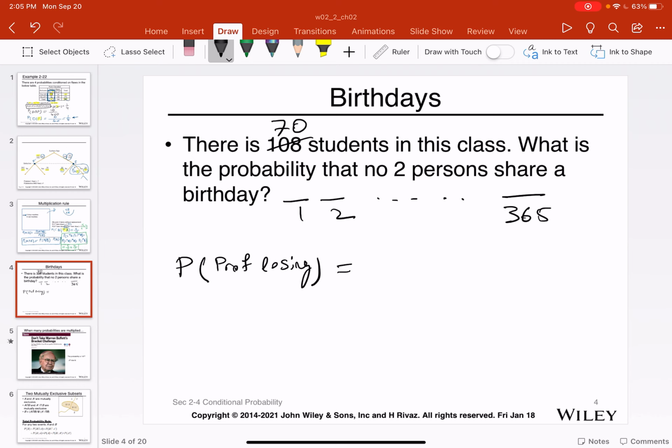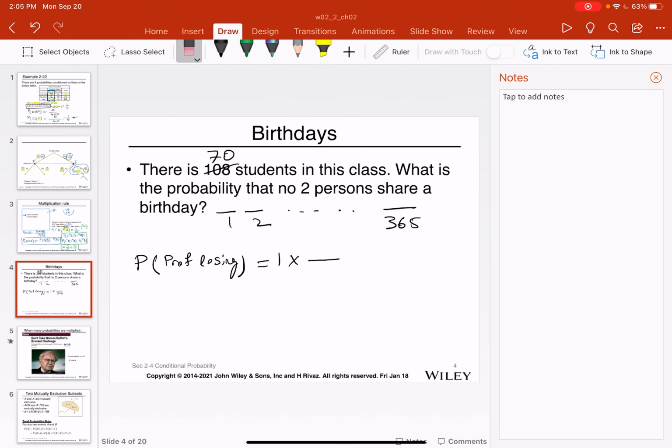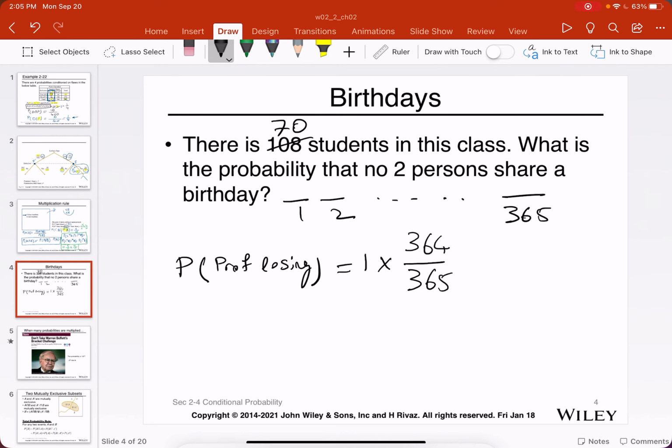So the first person can be born on any day, so with a probability of one, the first person doesn't share a birthday with anybody. Now for the second person, one day is already gone out of 365, so there are 364 days left. The second person cannot be born on the same day as the first person. And then the third person is going to have 363 days left.